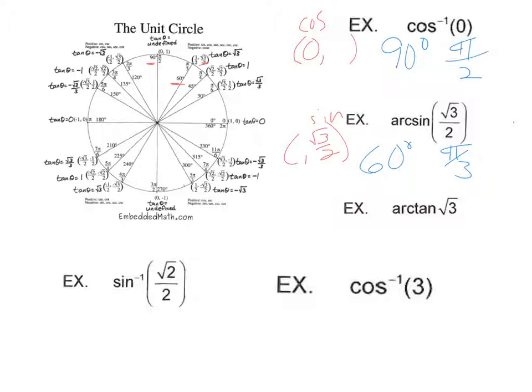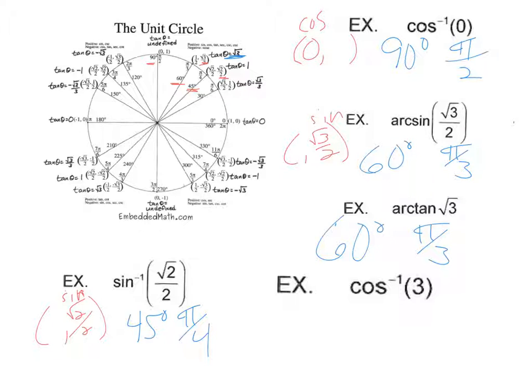Arc tangent of the square root of 3. The tangents are written out by hand around the outside edge of the circle, so we want to find on the right half only where tangent is square root of 3, and that happens also at 60 degrees, or pi over 3. The inverse sine of square root of 2 over 2. So we're trying to find where sine is square root of 2 over 2, right half of the circle only. That happens at 45 degrees. So 45 degrees or pi over 4.